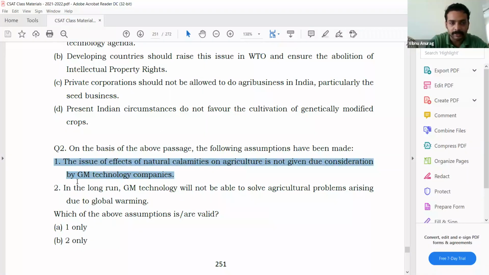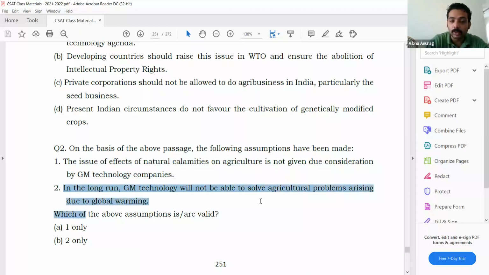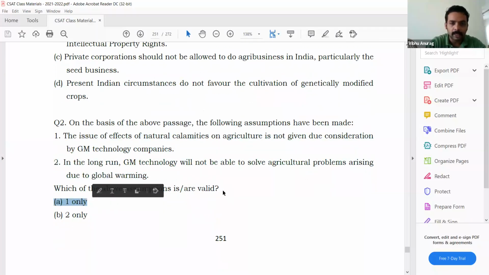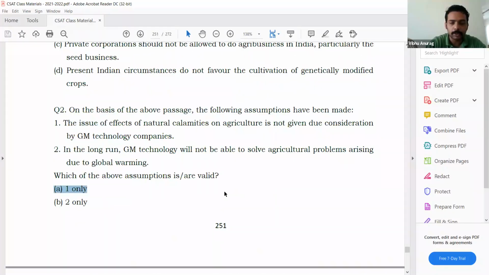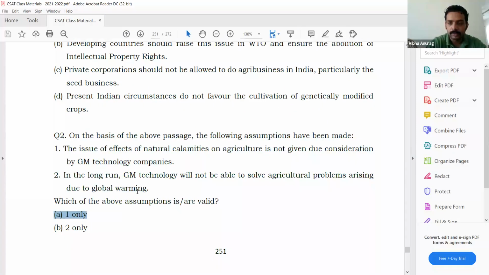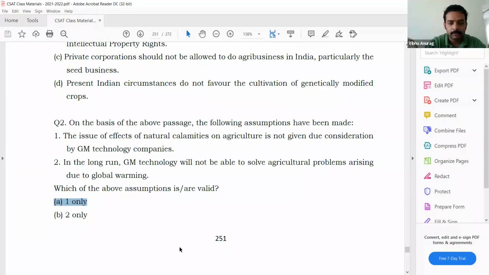The author believes this. Second one, in the long run, GM technology will not be able to solve agricultural problems arising due to global warming. This is an extreme statement. It's not given anywhere that GM tech is going to fail. So we can't say that the author believes this. Answer is again A, 1 only. So any doubt with passage 1? Did you get both the answers? Both are A. Both the answers are A for passage 1.